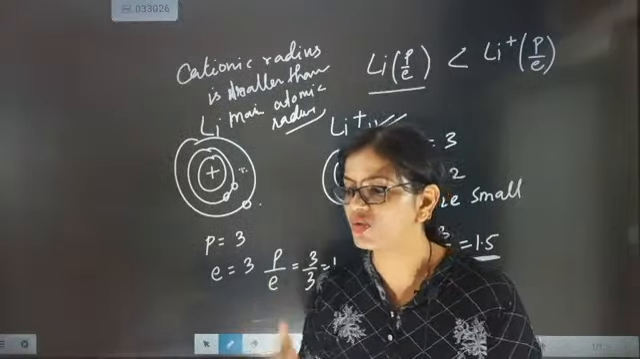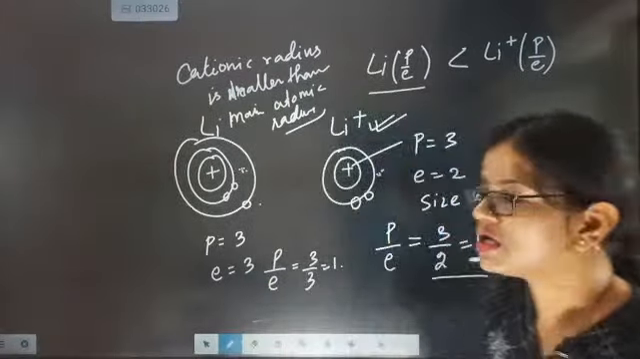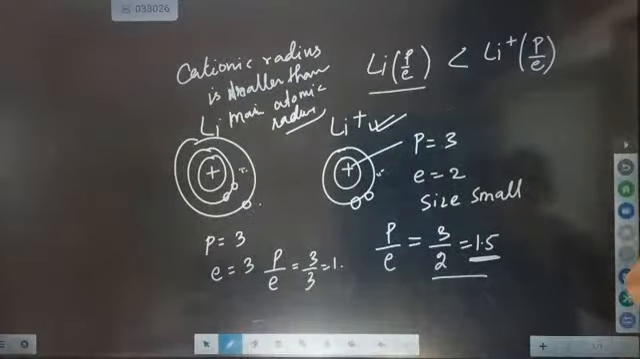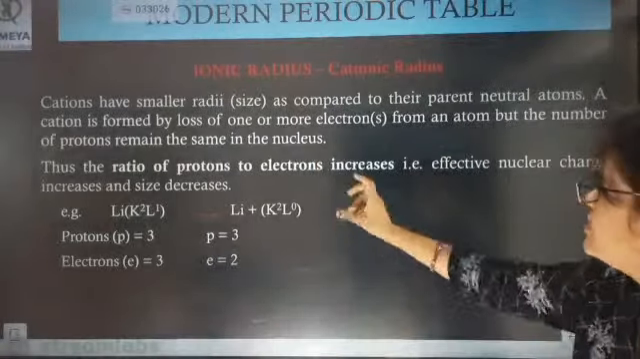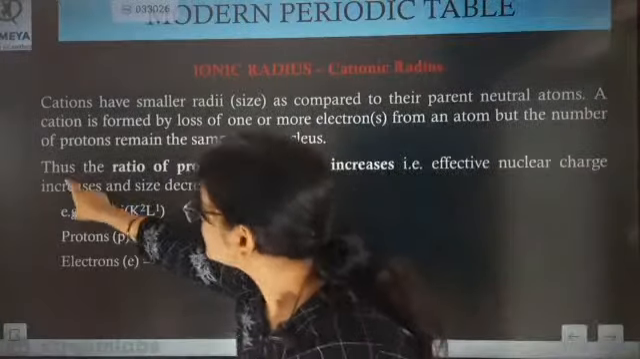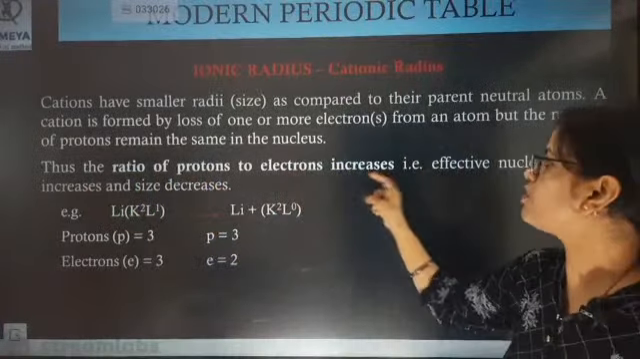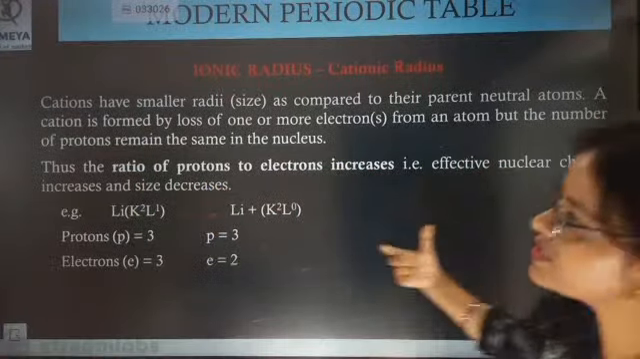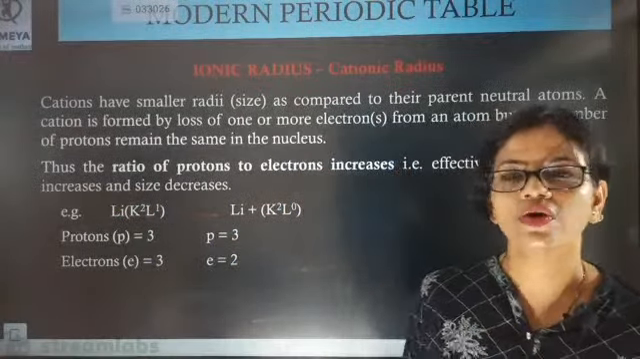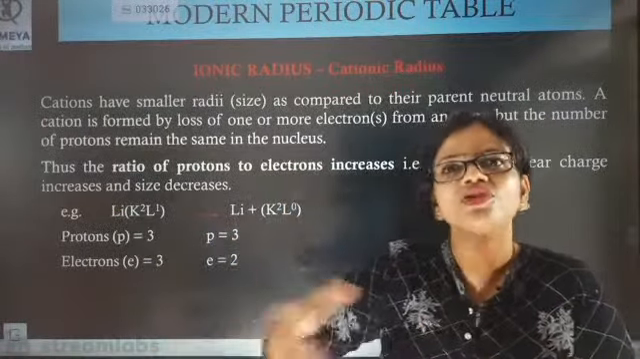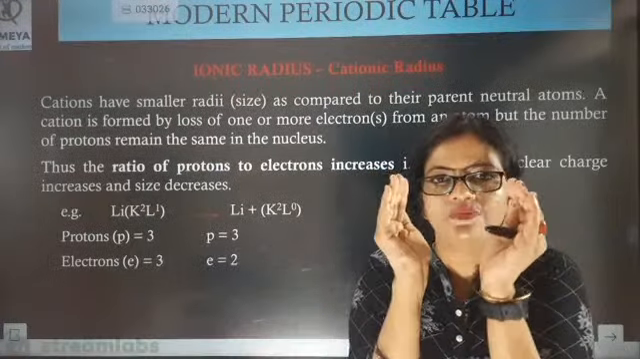Understood everyone? Come on, quickly tell me. Kamya, understood? So this is exactly about cationic radius, and that is what they have discussed. Here the P by E ratio is not mentioned. So just see, if the ratio of proton to electron increases, effective nuclear charge increases and size will decrease.